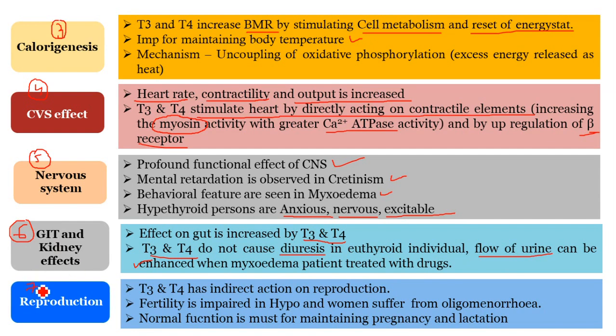They do have an effect on reproduction, where T3 and T4 have an indirect action. Fertility is impaired in hypothyroidism cases, and women suffer from oligomenorrhea, which is one of the negative points. Normal thyroid function is also needed for maintaining pregnancy and lactation, which is one of the important components in reproduction.